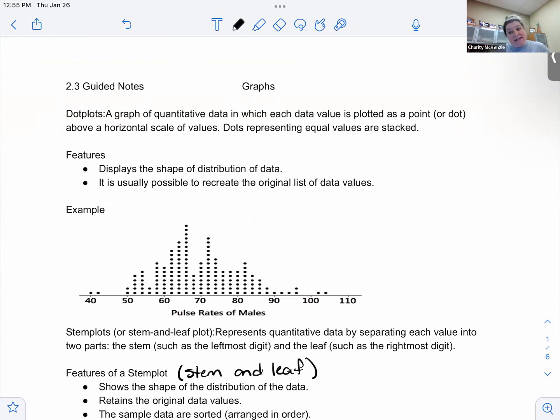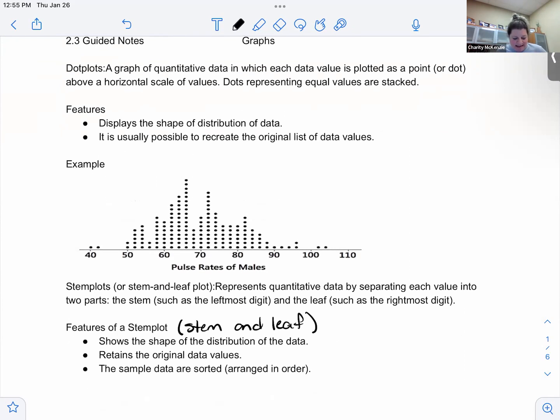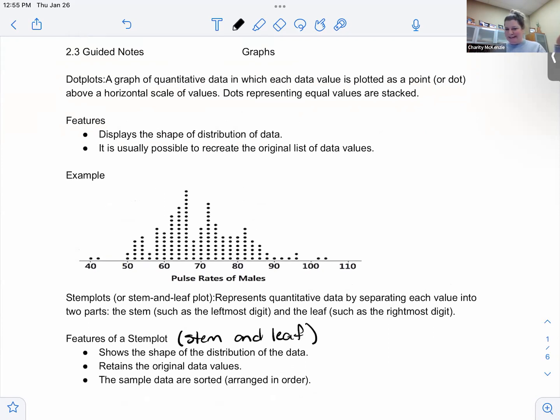So you should have seen the histogram, right? But then we can also do some other ones. So, dot plot. This one I've never seen in the real world. I've taught it every year I've taught, but I've never seen it in the real world. So I don't think it's super common, maybe.